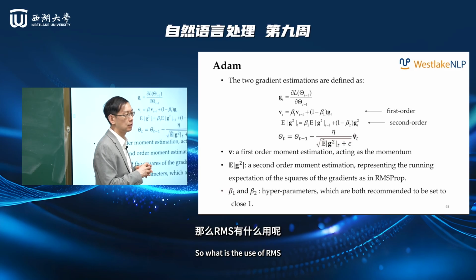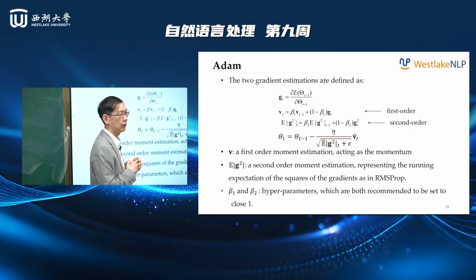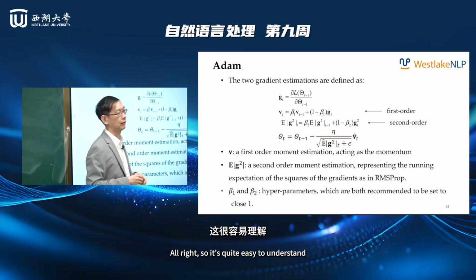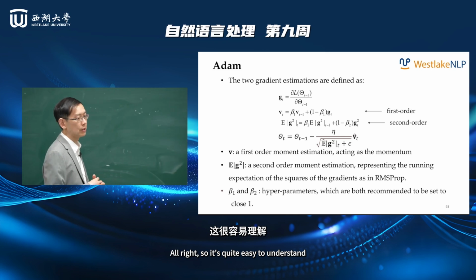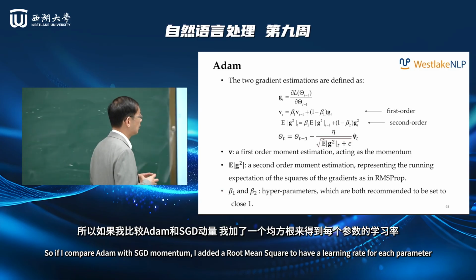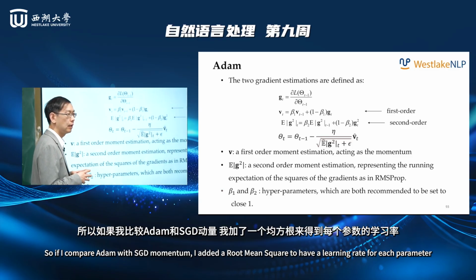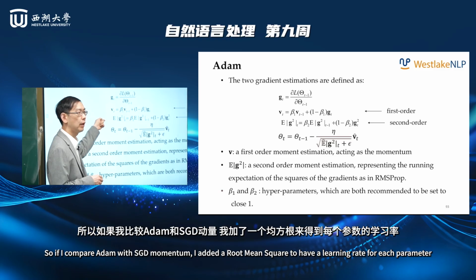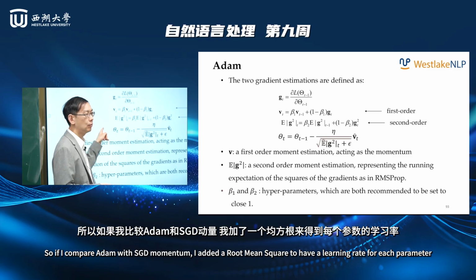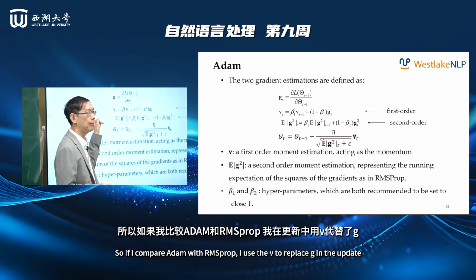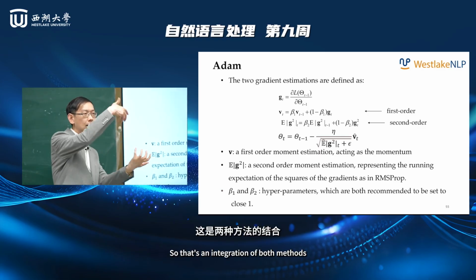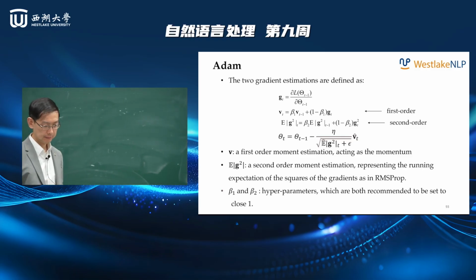So what is the use of RMS? It's the same as RMS Prop. I use 1 over that as the learning rate. All right. So it's quite easy to understand. If I compare ADAM with SGD momentum, I added a root mean square to have a learning rate for each parameter, right? If I compare ADAM with RMS Prop, I used V to replace G in the update. So that's an integration of both methods.